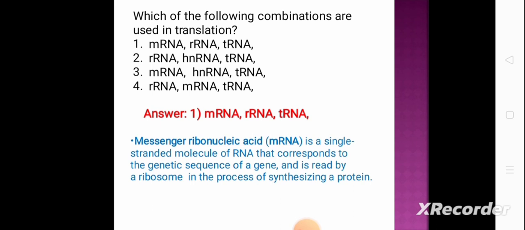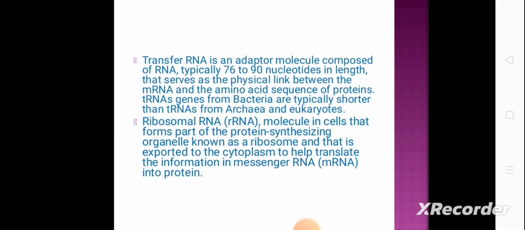Messenger ribonucleic acid, that is the mRNA, is a single-stranded molecule of RNA that corresponds to the genetic sequence of a gene and is read by a ribosome in the process of synthesizing a protein. The transfer RNA is an adaptor molecule composed of RNA, typically 76 to 90 nucleotides in length. It serves as a physical link between the mRNA and the amino acid sequence of proteins. tRNA genes from bacteria are typically shorter than the tRNAs from archaea and eukaryotes.